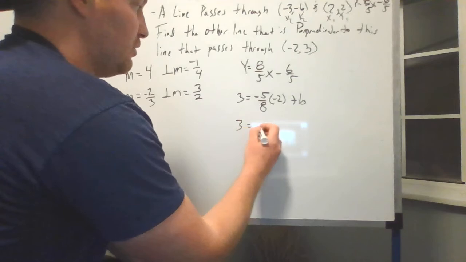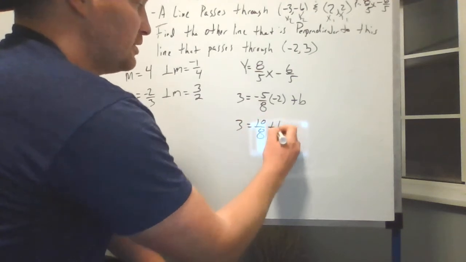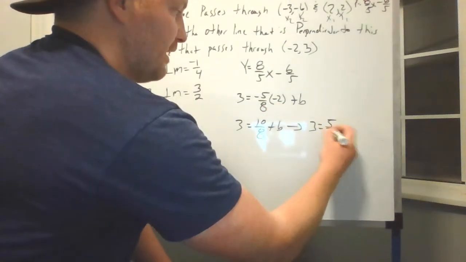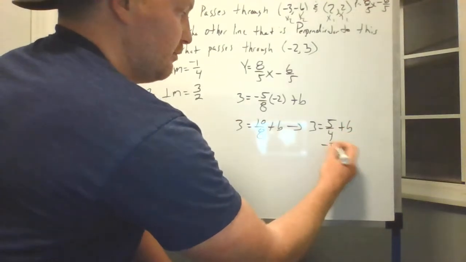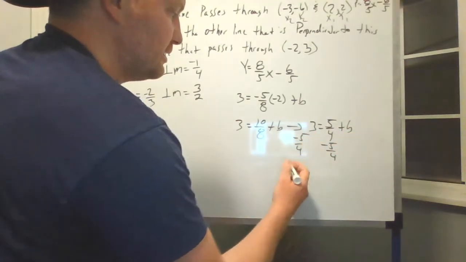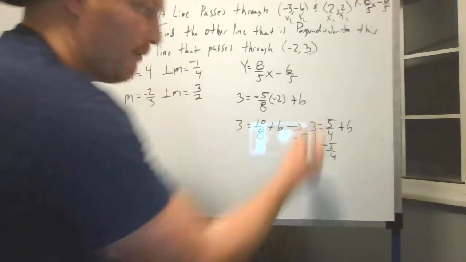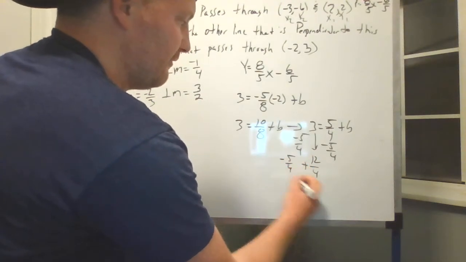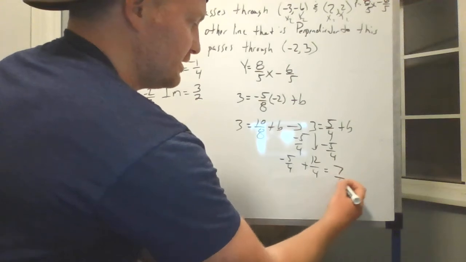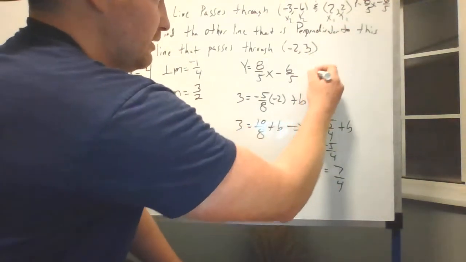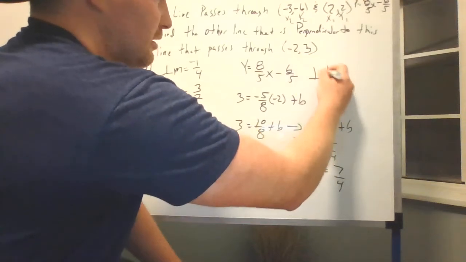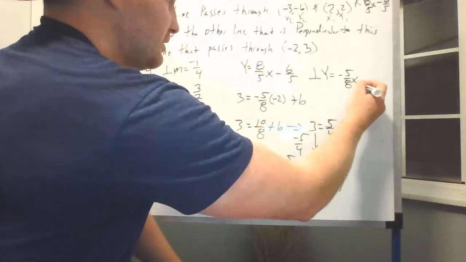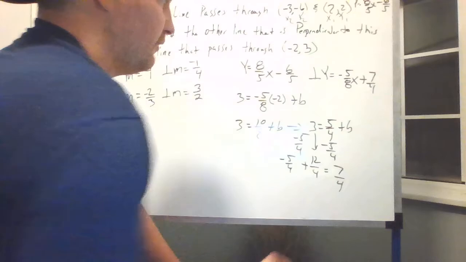This is now 3 equals 10 over 8 plus b. This simplifies, dividing by 2 on top and bottom, to 3 equals 5/4 plus b. Minus 5/4 on both sides. This 3, if I'm multiplying top and bottom by 4, becomes 12/4 plus a negative 5/4, which equals a positive 7/4. So the equation that is perpendicular to this equation is y equals negative 5/8 x plus 7/4.